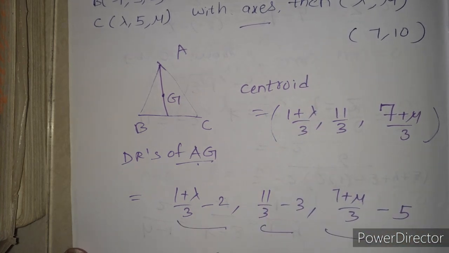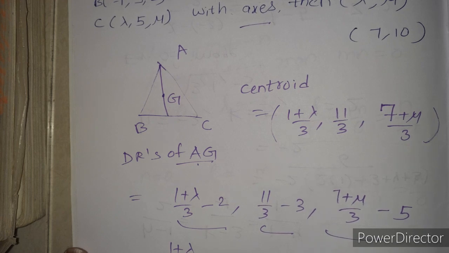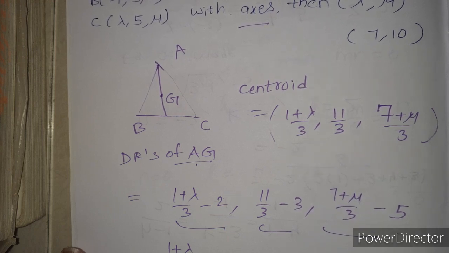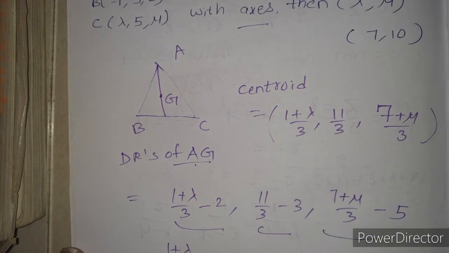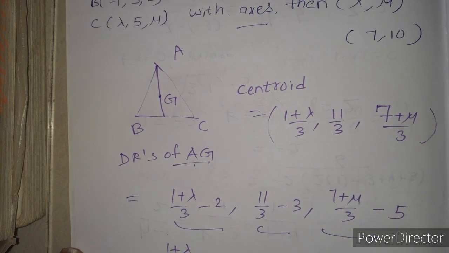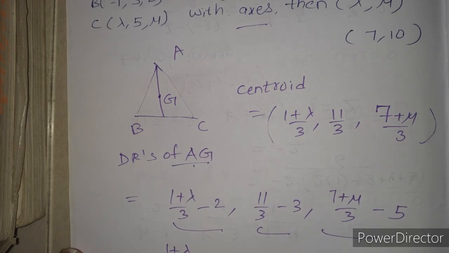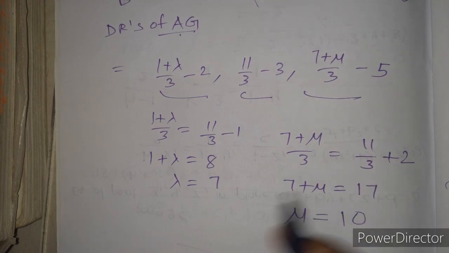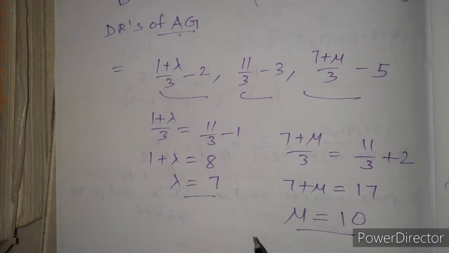So first evaluating the first two terms, 1 plus lambda by 3 is equal to 11 by 3 minus 1. 1 plus lambda is equal to 8 and lambda is equal to 7. Evaluating the last two terms, 7 plus mu by 3 is equal to 11 by 3 plus 2. 7 plus mu is equal to 17 and mu is equal to 10. So lambda is 7, mu is 10, and this is the concept in this problem.